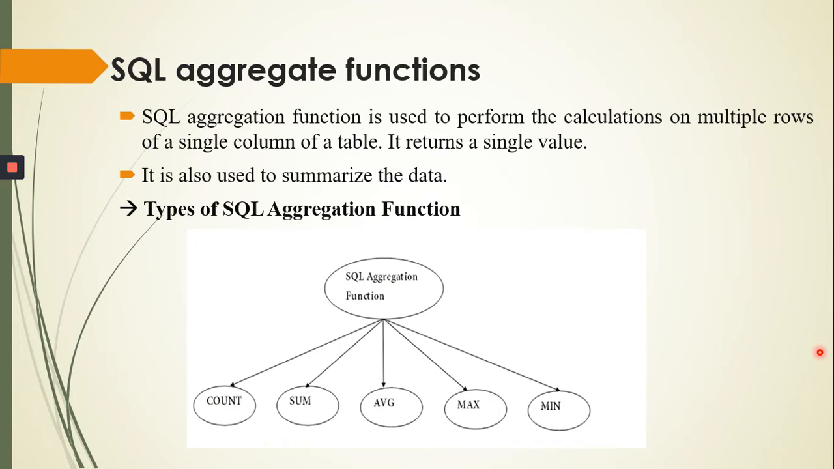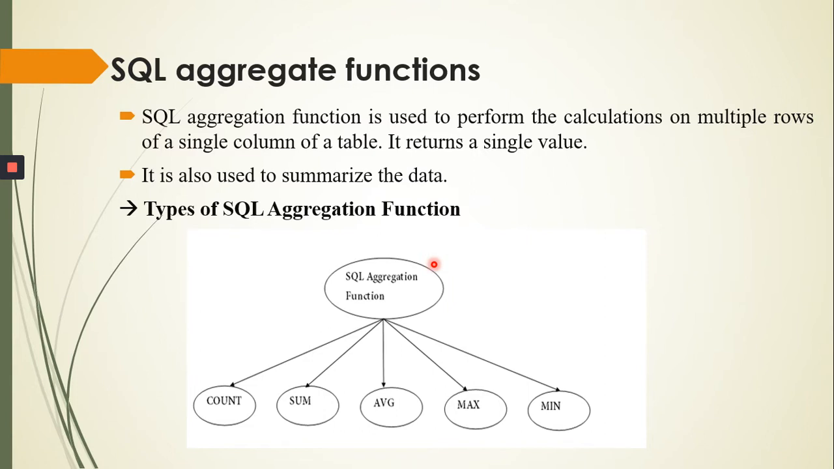Now today our topic is SQL aggregate function. An SQL aggregate function is used to perform a calculation on multiple rows of a single column of the table. It returns a single value. Aggregate functions always perform calculation on multiple rows of a single column. So we have only one column, but the rows are multiple, and it returns a single value as output. It is also used to summarize the data.